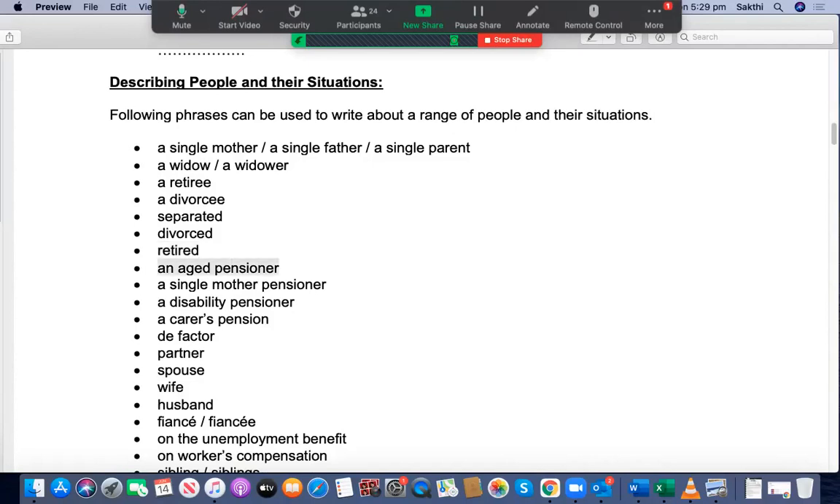And then the next one, you can use an aged pensioner. Remember that an is one of the articles that needs to be used before any word that starts with a vowel sound, not the written form, but the vowel sound, not necessarily the written form anyway. So this means aged care, aged starts with one of the sounds created by A.